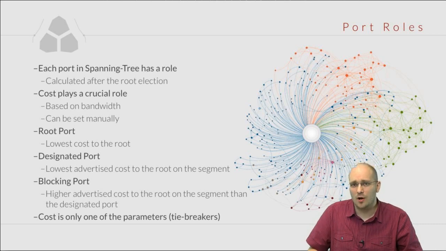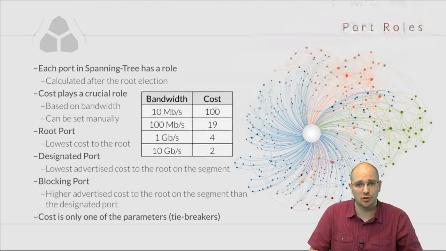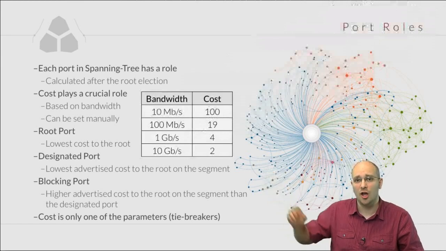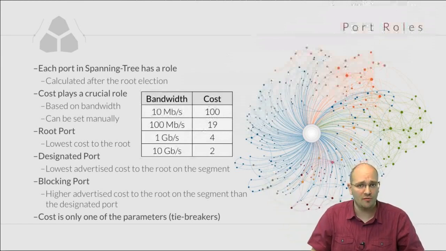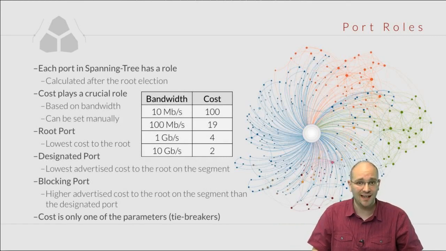And this is where I'm going to introduce the concept of cost. By default, the cost is based on the bandwidth, and on this table here, we can see some common values of cost to bandwidth mapping. For example, on a 10 megabit interface, we are going to have by default cost 100. On a 10 gig interface, we are going to have cost 2. 1 gig will have cost 4, and 100 megabits per second will have cost 19.